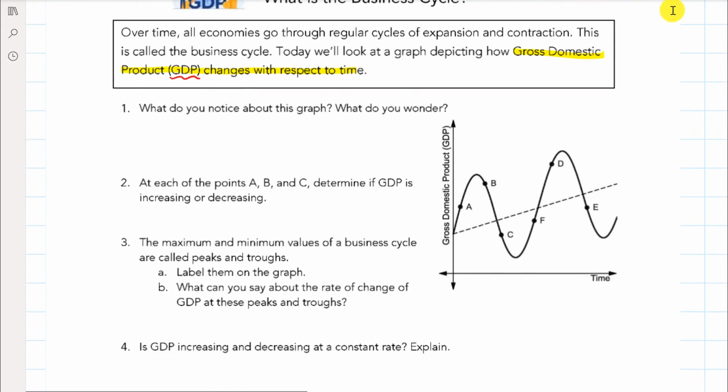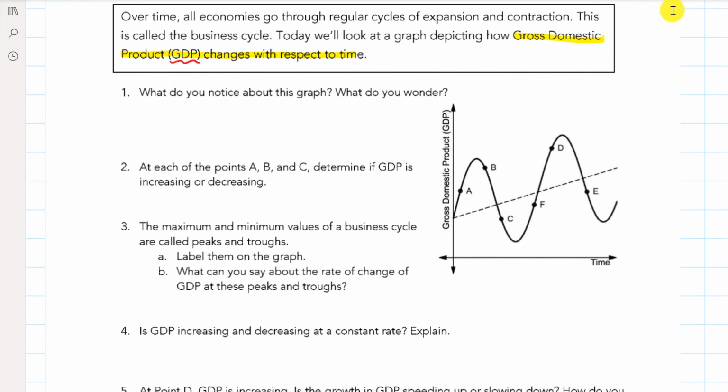Okay, so what do you notice about the graph? What do you wonder? Well, first of all, let's go ahead and analyze the graph a little bit. What's going on from A to B to C to F? Well, I don't know why they switched order here, but who cares? So F to D to E. So what's going on in the business cycle? So T, time in years here. I guess I don't know what the units are.